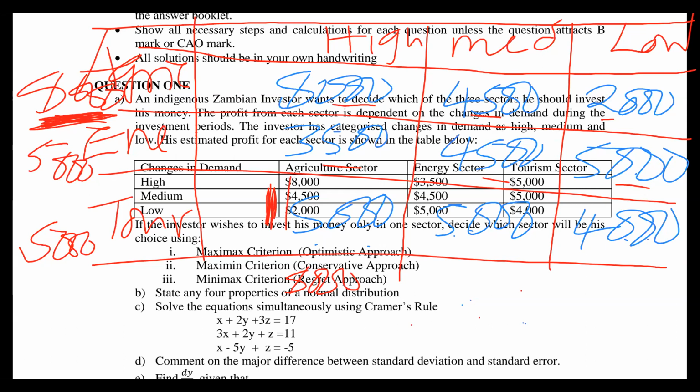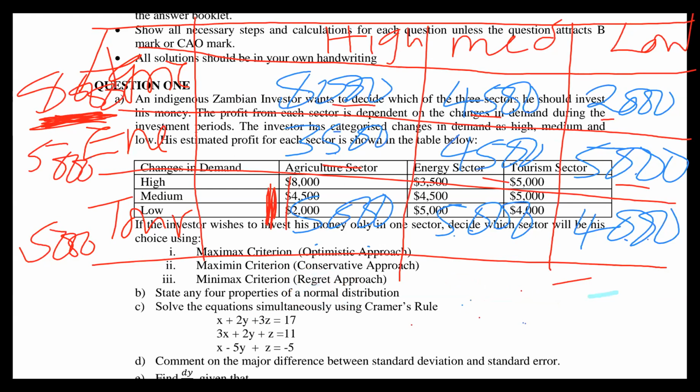Yes. From energy, again, it's still 5,000. From the tourism sector, it's still 5,000. Then you choose the best out of these. It will still be agriculture. It's still the same thing. Did you get that? So in short, you are moving along the sector. All right.